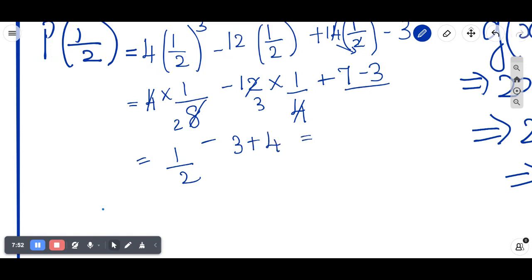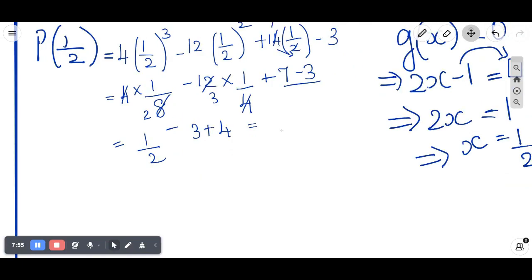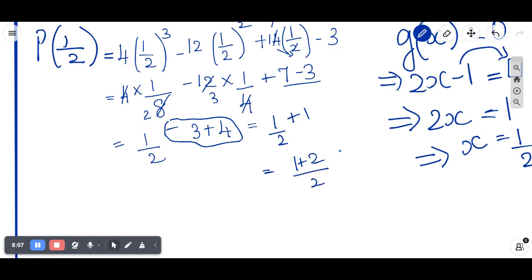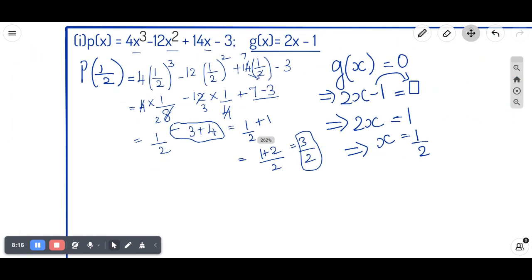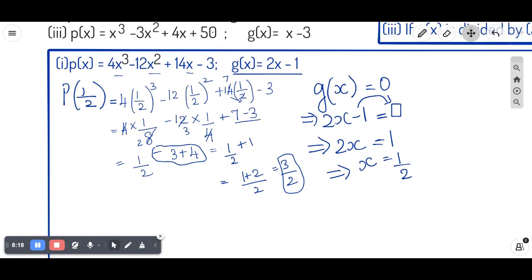So what happens here is, so now see here, minus 3 and the plus 4. So this will be minus 2 and plus 1. So 1 by 2 plus 1 is equal to 1. You have to take the LCM by 2, which is equal to 3 by 2. So your answer is 3 by 2, the remainder. So please be careful with the calculations. The remainder for this question is 3 by 2.